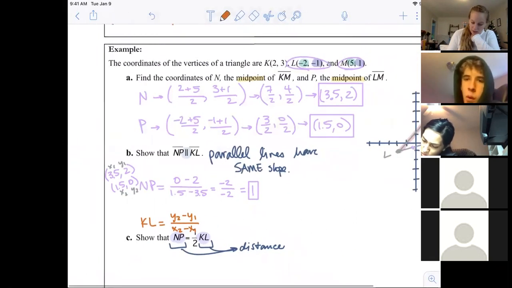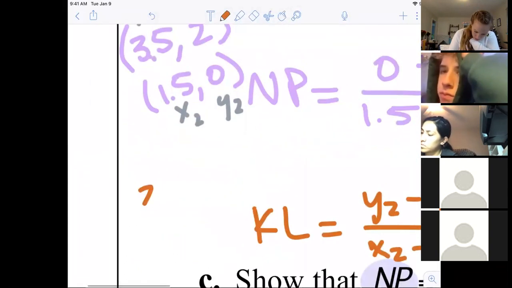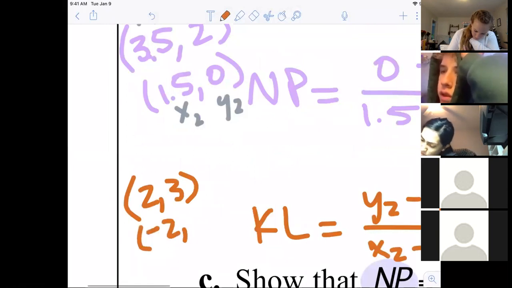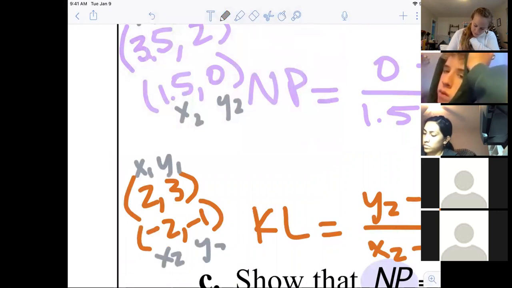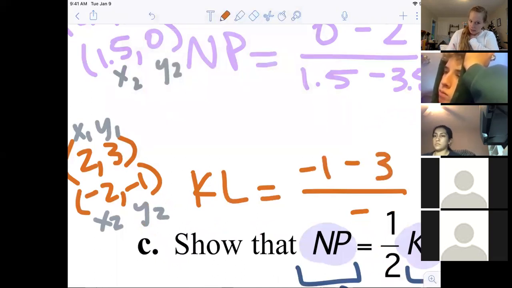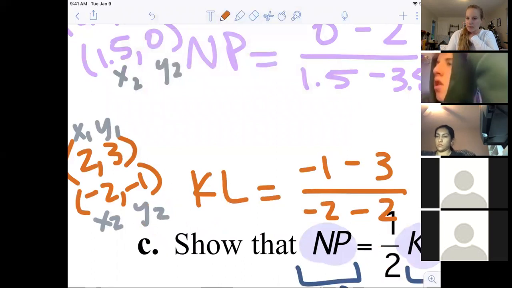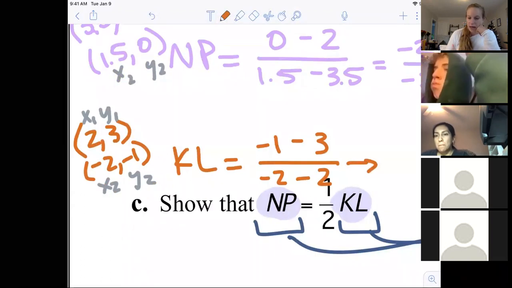Now I'm going to jump to KL. So that's the points 2, 3, and negative 2, negative 1. And I'm going to do X1, Y1, and X2, Y2. Again, some of us might be really comfortable plugging these in, so I'm assuming you're just chugging along on your own. If you need any help or you're confused how I'm doing any of this, please ask me, whether it's now or outside of class. This is kind of an algebra one concept, the plugging into slope, and so I'm not going very slowly over it, but I'd love to explain it further if need be.